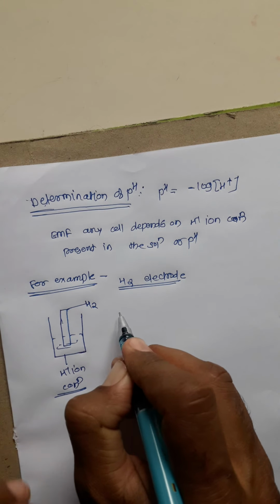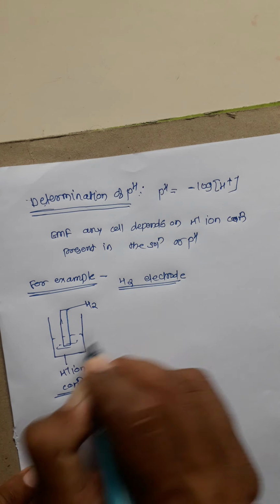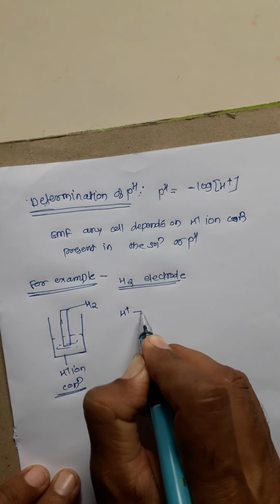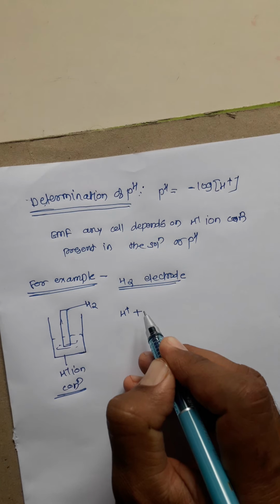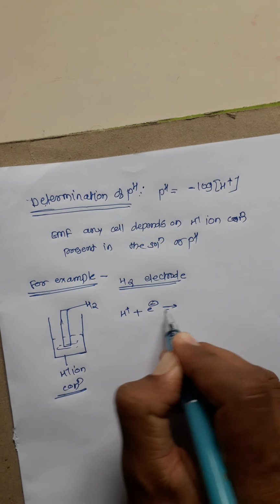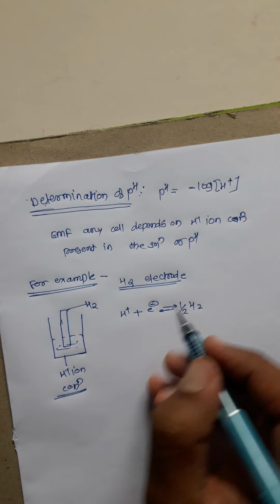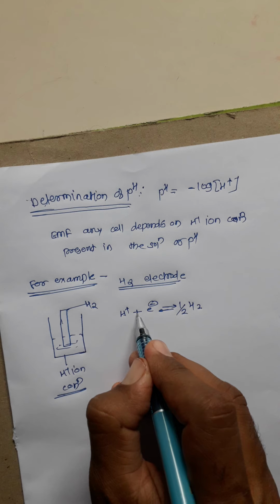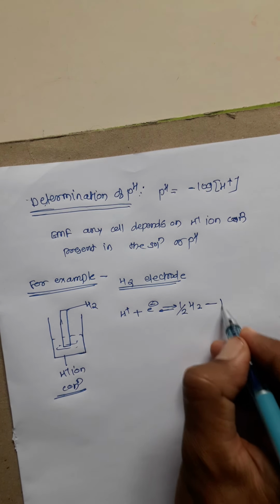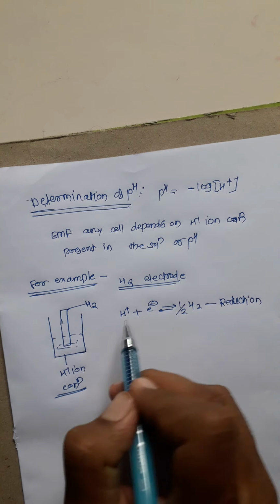In this cell, which reaction is carried out? In this solution, H plus ions are there. These H plus ions near the electrode gain one electron and give one half H2. This is the reduction, because of gain of electron.